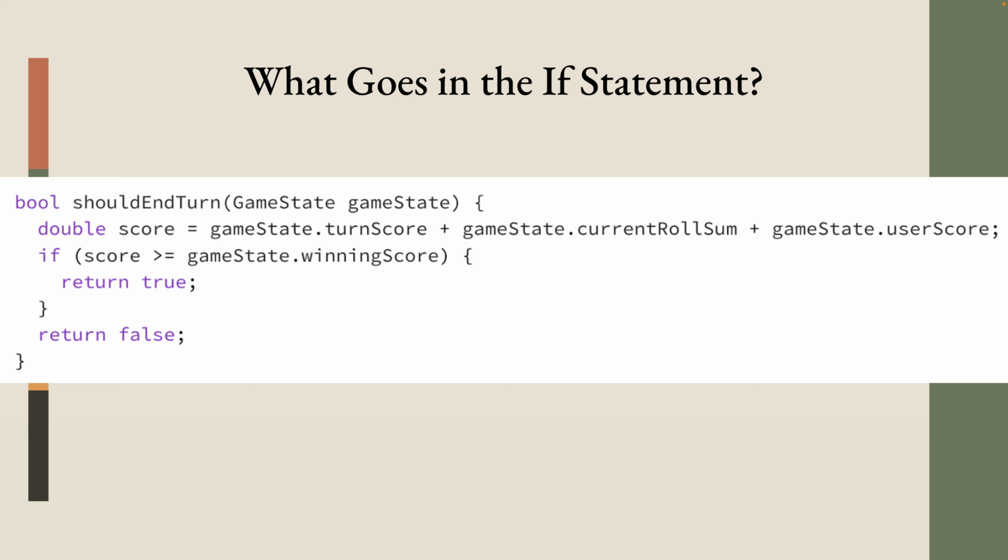Because that score is greater than the winning score that we're looking for, the winning score is 200, then we know to return true. We want to stop rolling and lock in the score.